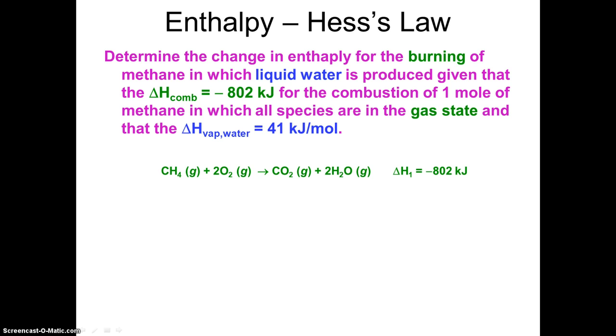So here is the first reaction that we have. Combustion means to combine totally with oxygen to produce CO2 and H2O. So we'll write that reaction out. Methane plus 2 moles of oxygen makes carbon dioxide plus 2 moles of water. And we're told above that the enthalpy change for this reaction is negative 802 kilojoules.